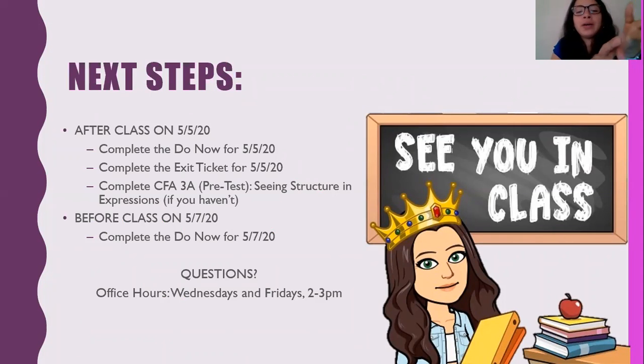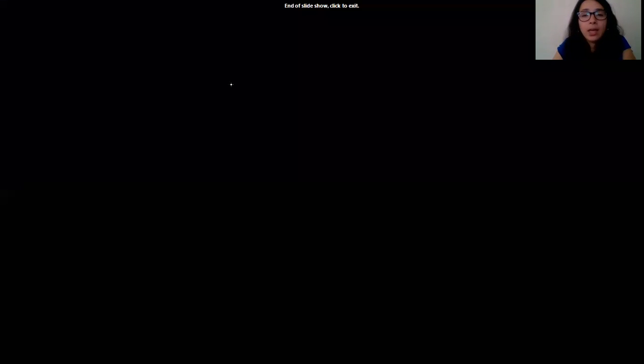Make sure you do your do now and exit ticket if you haven't. For the most part, I think I'm still waiting on just you guys for the CFA 3A, but that's on the list of your things. Oh, and this one says sync structure. It's actually called interpreting functions, but you guys did that one already. And that one should be up right after class is over at 11 o'clock. It should start taking in submissions if you want to get that out of the way.